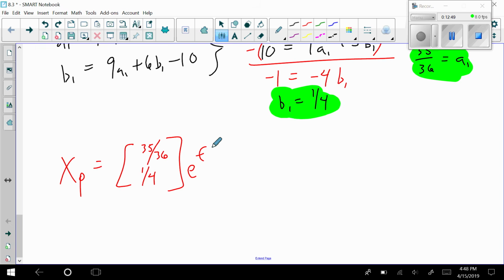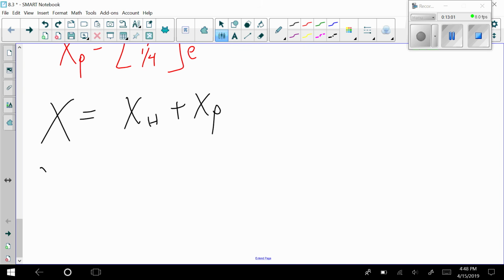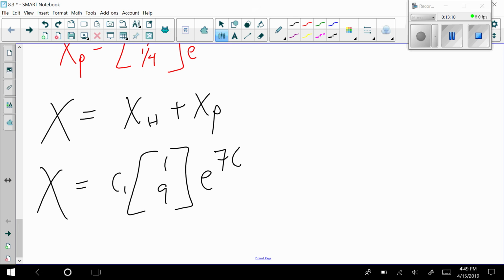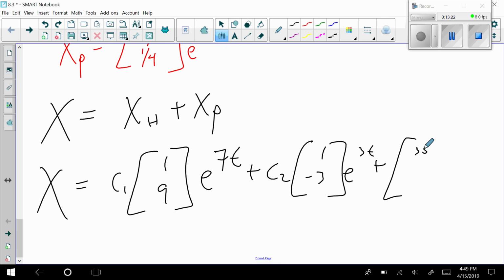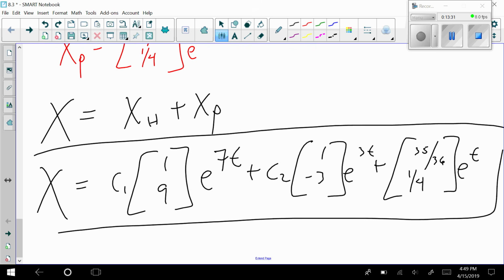Okay, well, I know my final answer is going to be the homogeneous plus particular, which then means that this is big X equals c sub 1, 9 e to the 7t plus c sub 2. My k was 1 -3 e to the 3t plus then this particular, which is 35/36, 1/4, and that's e to the t. And I have my solution.